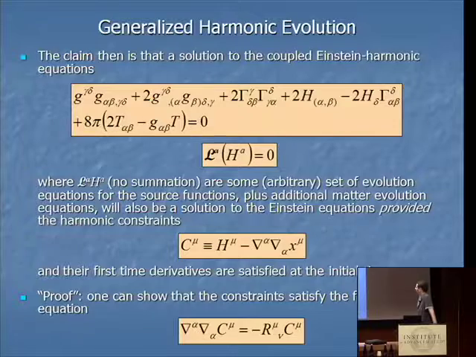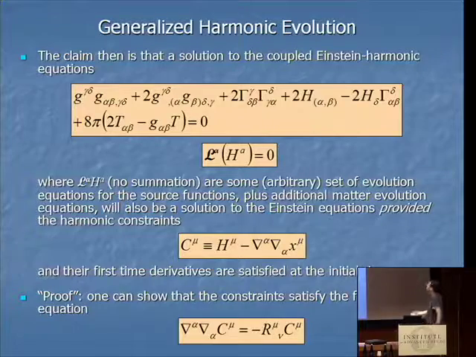And the claim is that if we choose initial conditions, very much like the ADM formalism, where these constraints are satisfied, so this is just the previous definition of harmonic coordinates, but I've moved this to the right-hand side. For any solution to the Einstein equations, these functions C have to be 0.